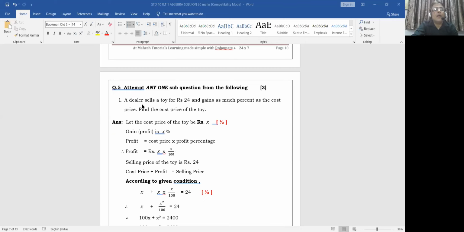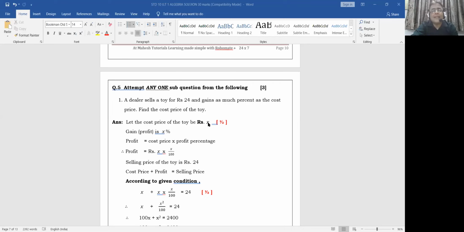Now, a dealer sells a toy for rupees 24 and gains as much percentage of profit as the cost price. Find the cost price of a toy. I repeat, a dealer sells a toy for rupees 24 and gains with the profit. How much profit? As much percent as the cost price. Now this is the very good part of the question. Find the cost price of a toy. So let the cost price be X. Now what they say, he gains as much percentage of profit as is the cost price.